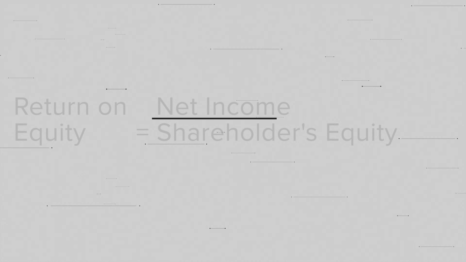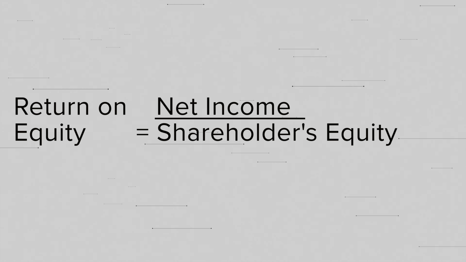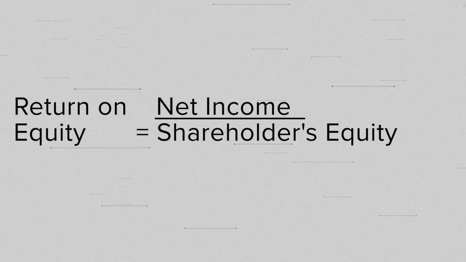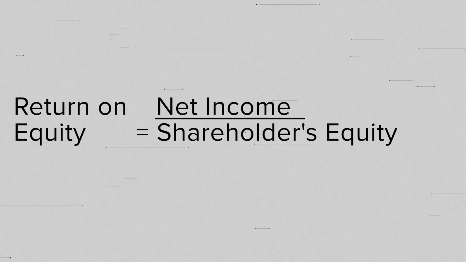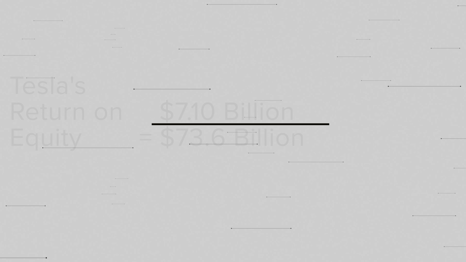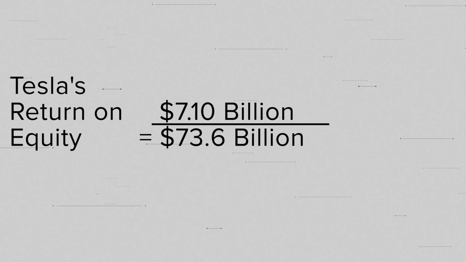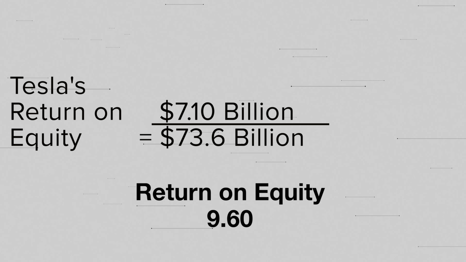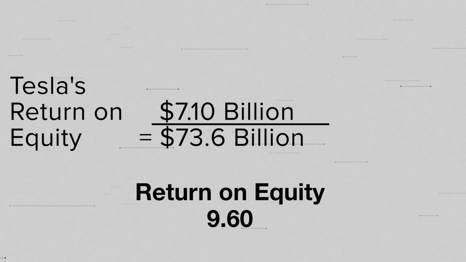Next up, we have return on equity, and this formula is going to be net income divided by shareholders' equity. This one is a favorite among investors. It shows how much profit you're making for every dollar of shareholders' money. So if we take $7.1 billion in net income for Tesla and divide it by $73.6 billion, we're going to come out to 9.6%, which is average to a little bit below average for Tesla.